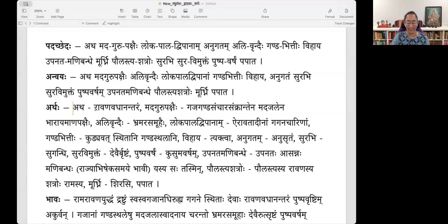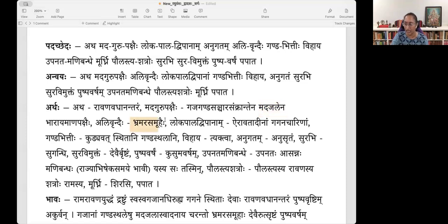Atha Ravana Vadhanantaram, after the killing of Ravana, mada guru pakshaihi, gaja ganda sanchara sankrantena mada jalena bharayamana pakshaihi. Their wings have become very heavy because of the mada jalam. Why does that mada jala come to the bees' wings? Because they are moving nearby the cheeks of these elephants. Ganda is the cheek of an elephant. Sanchara sankrantena, because of the connection that has happened from roaming around the cheeks of the elephants.